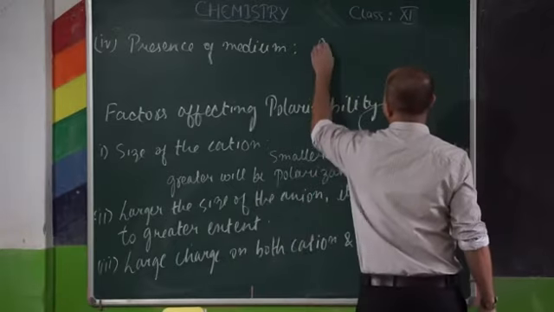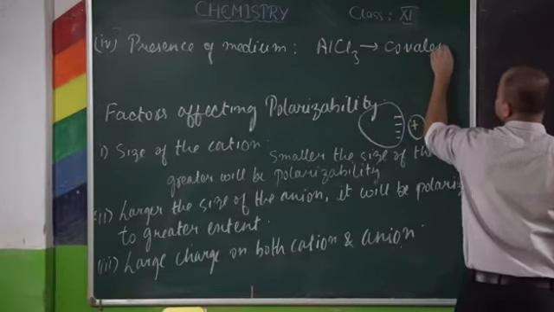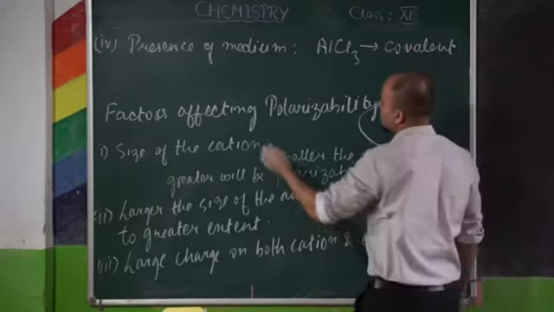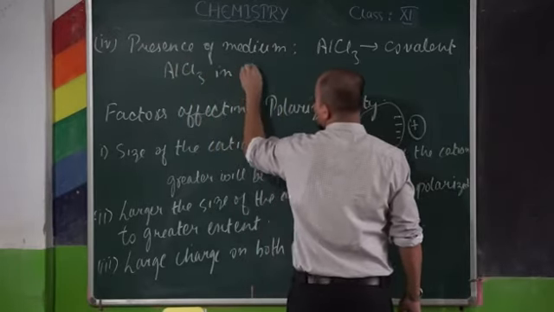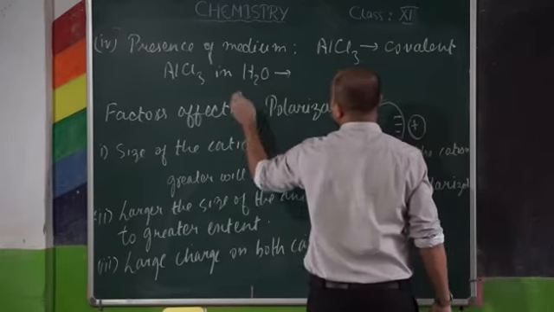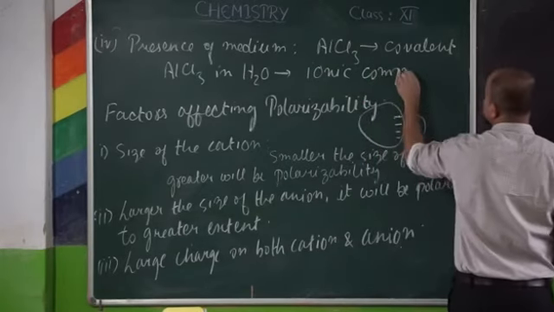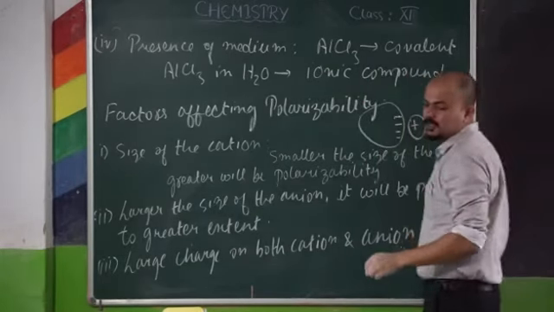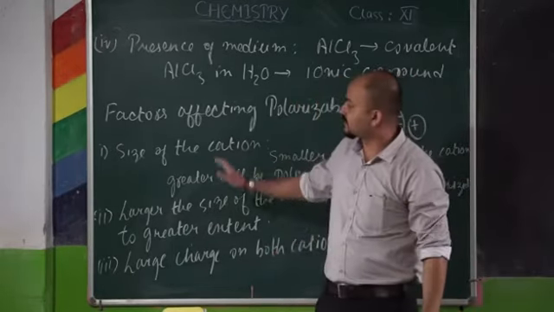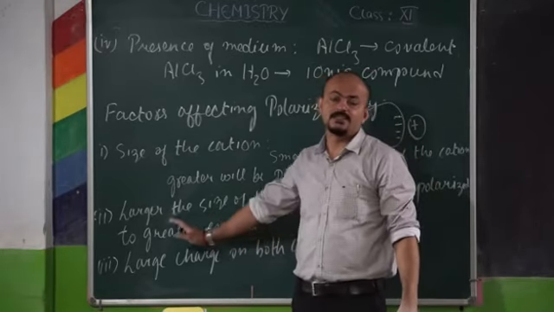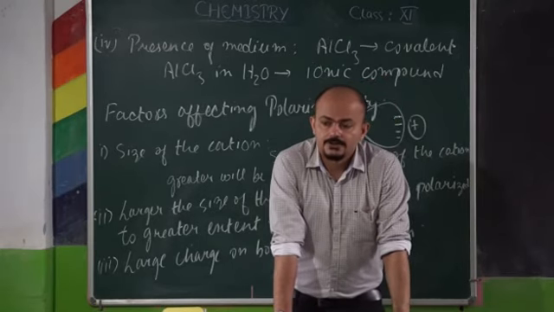For example, AlCl3 is a covalent compound if we don't have water as the medium. Whenever this AlCl3 is present in water, it behaves like an ionic compound. These are the points that you have to remember from this topic, polarizability, and these four points are very important in deciding the covalent character of an ionic bond.